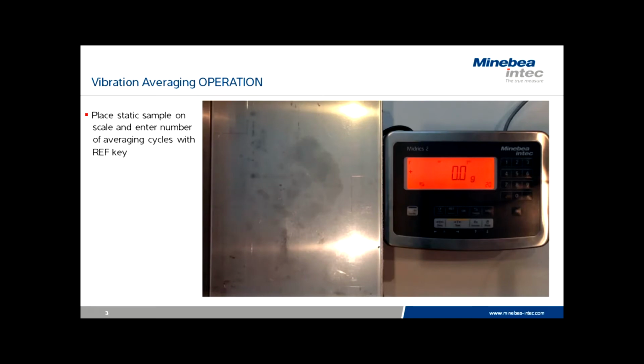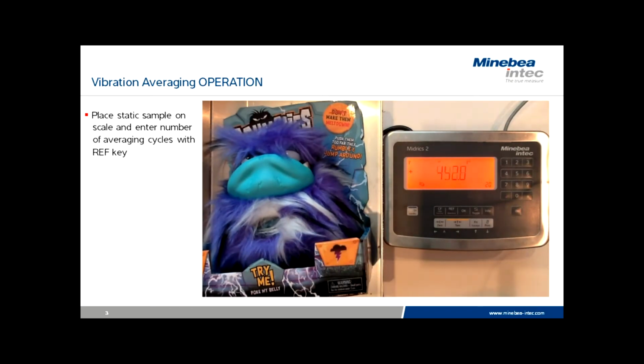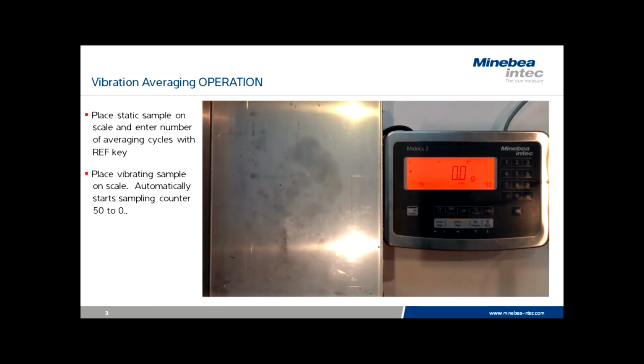Now we can begin the actual weighing operation. First step is to place a sample on the scale that is not in motion. In this case, we've decided to use a vibrating toy for a child. In its static mode, we'll place it on the scale. Once we do so, and the weight stabilizes, enter in the number of times we'd like to have it averaged. In this case, it will be 50. Press the reference key. Remove the sample, the scale will return to 0, and start the vibration.